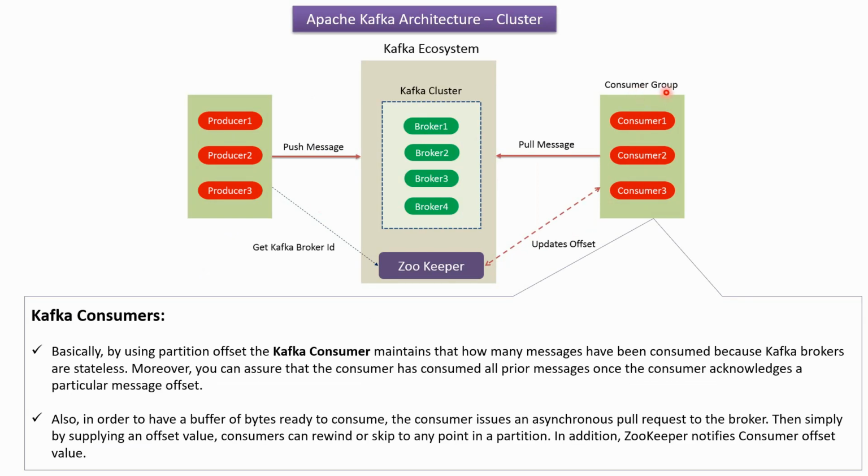Here you can see the consumer group. It has multiple consumers. Consumers pull messages from Kafka brokers. Basically, by using a partition offset, the Kafka consumer maintains how many messages have been consumed, because Kafka brokers are stateless. Moreover, once a consumer acknowledges a particular message offset, you can be assured that the consumer has consumed all prior messages.